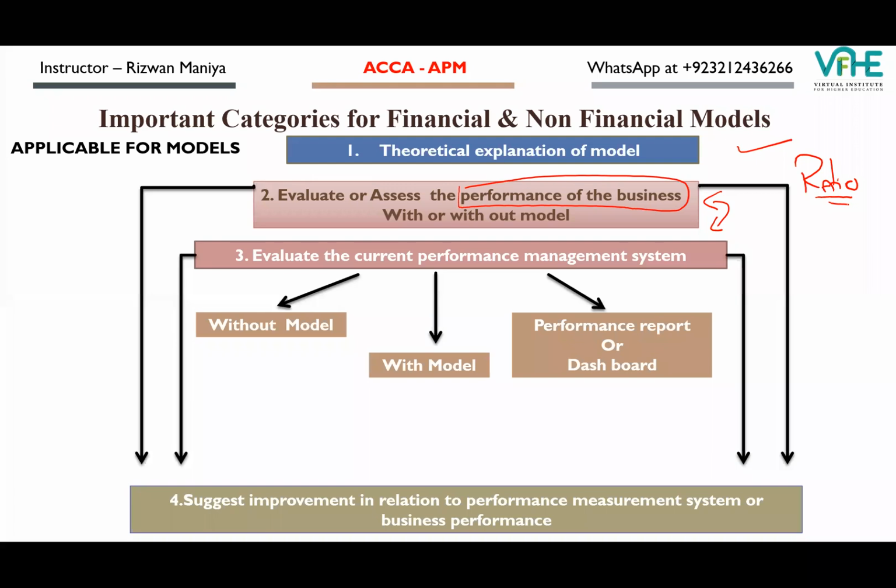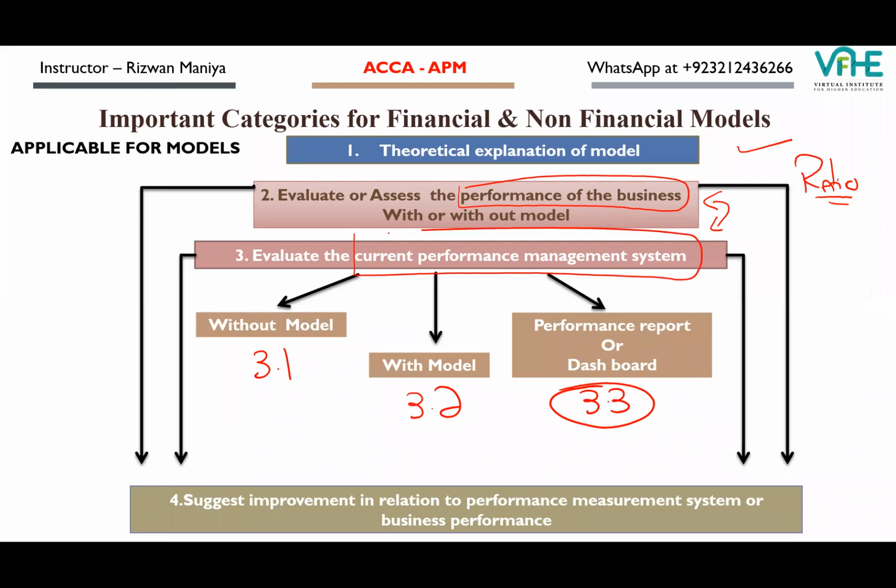And this is what the CEO was stressing. The CEO mentioned, my consultants, please don't make this mistake. Don't start assessing the performance of the company. Rather come to category 3, where I always say this is 3.1, this is 3.2, and this is 3.3. So I'll just stick to what I need to teach you here. It's evaluation of the current performance management system.